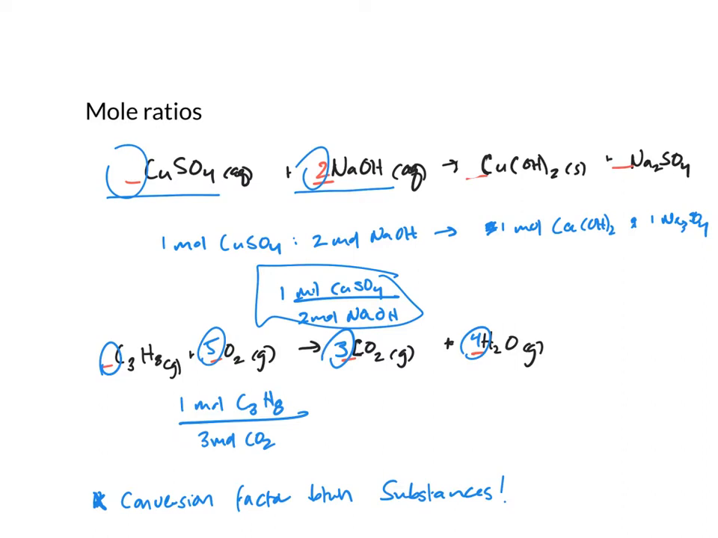So what these ratios really are is a way for me to mathematically convert between substances. So for example, I can figure out how much CO2 I would make if I burn X amount of propane using my balanced equation. Okay, so let's take a look at that in a little bit more detail.